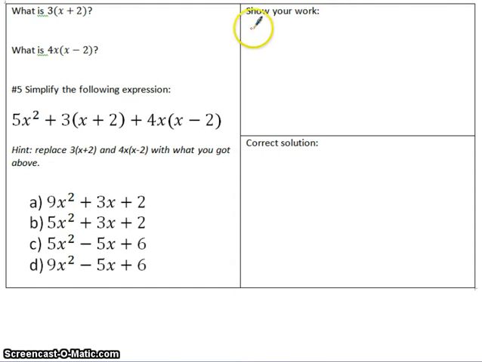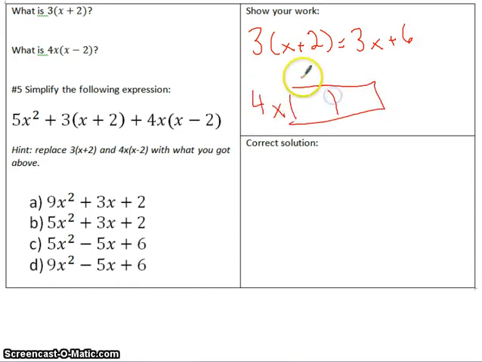So the first one, 3 times x plus 2 is 3x plus 6. And then the second one, 4x times x minus 2 is 4x to the second power minus 8x, because 2 times 4 is 8x. And this comes from assignment number 21. If you're stuck, if you don't know how to do this, it's because you haven't done 21 yet. All right, and now I'm going to simplify this whole thing.